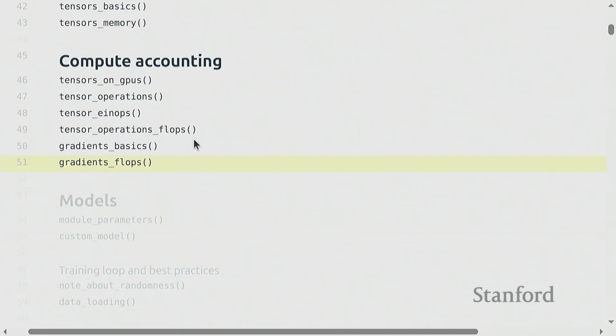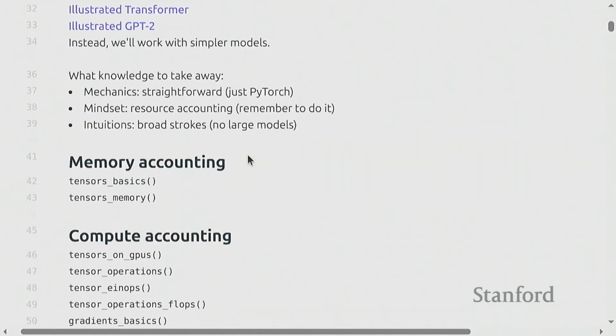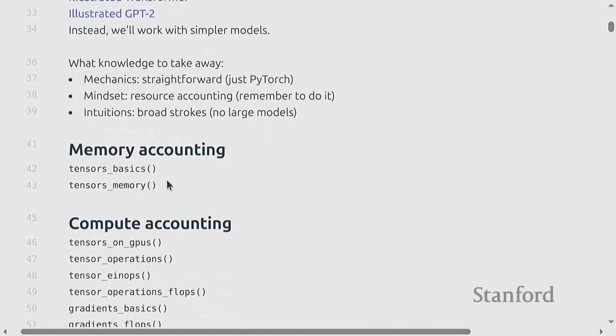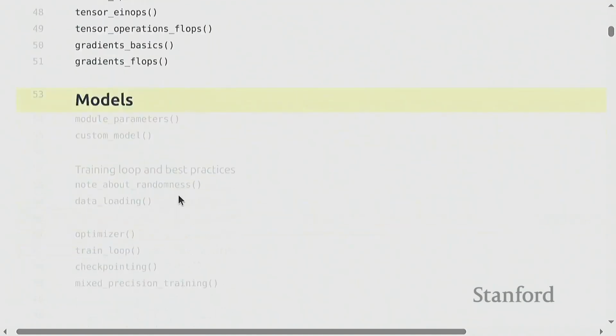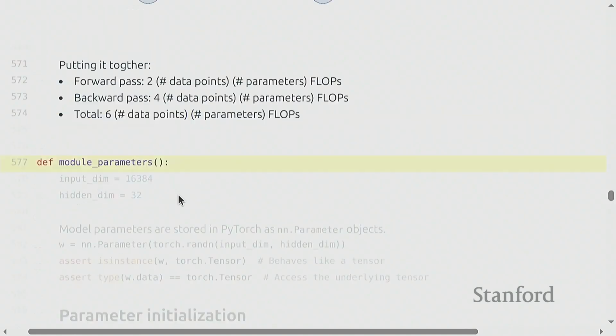Okay, let me move on. So far, I've basically finished talking about the resource accounting. We looked at tensors, we looked at some computation on tensors, we looked at how much tensors take to store, and also how many flops they take when you do various operations on them. Now let's start building up different models. I think this part isn't necessarily going to be conceptually interesting or challenging, but it's more for completeness.